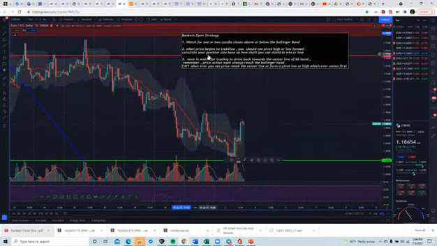So let's dive into this strategy. Now, the bankers open and close, what we're going to be looking for is for a candle or one or two candle closes above or below the Bollinger Band.